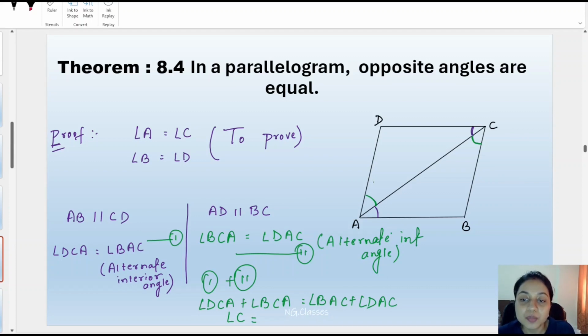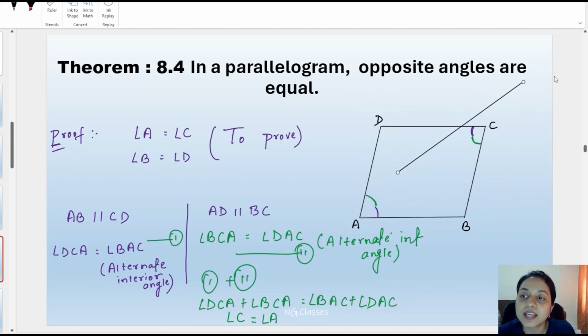When we look at both the angles, these two angles are making the complete angle A. That is, replace it by A. Hence we got angle C is equal to angle A. That means a pair of opposite angles are equal to each other. Similarly, we can also prove that angle B is equal to angle D.